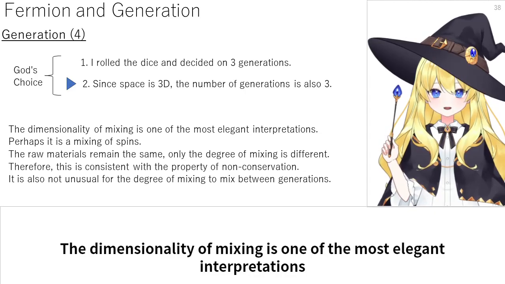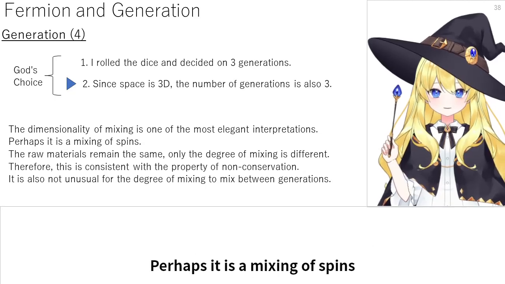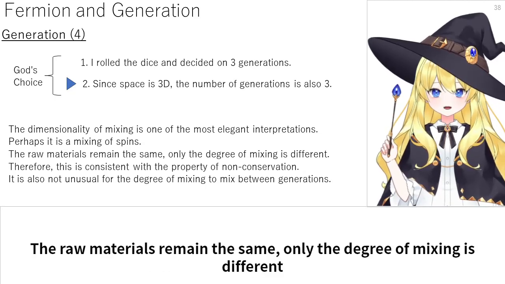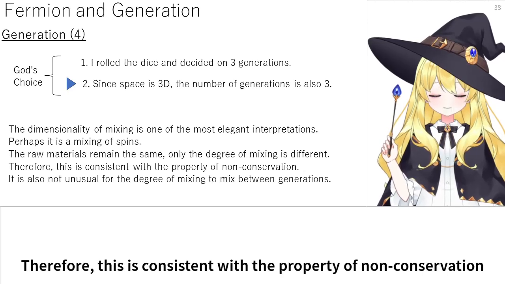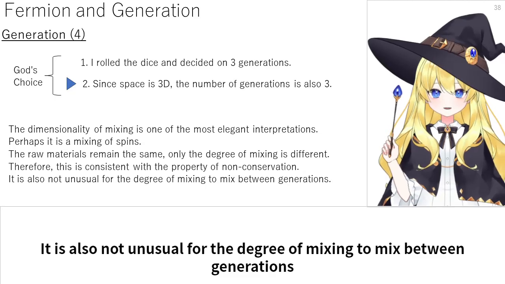The dimensionality of mixing is one of the most elegant interpretations. Perhaps it is a mixing of spins. The raw materials remain the same, only the degree of mixing is different. Therefore, this is consistent with the property of non-conservation. It is also not unusual for the degree of mixing to mix between generations.